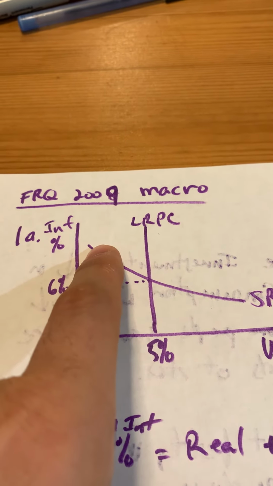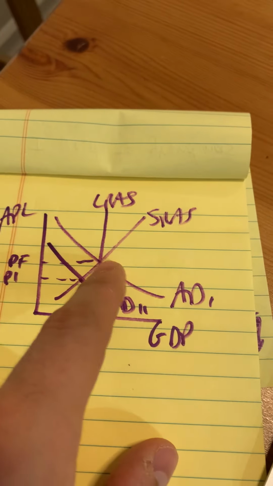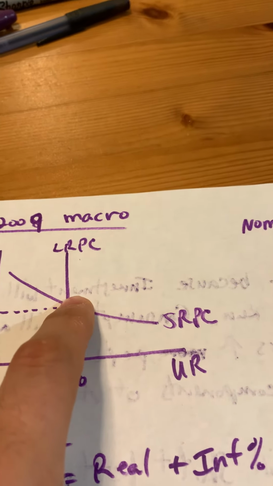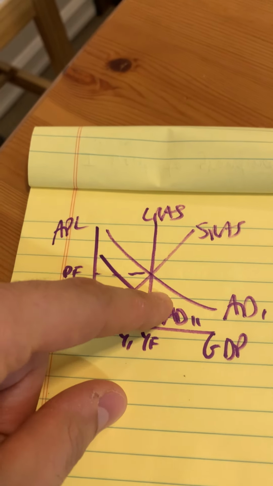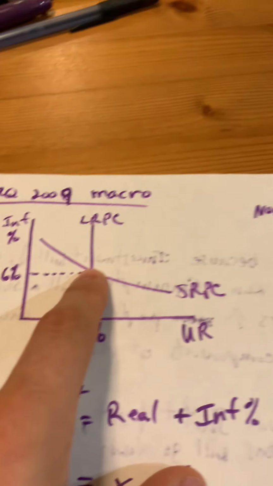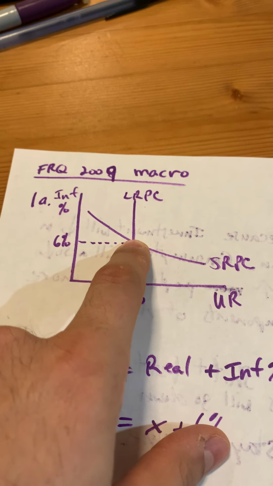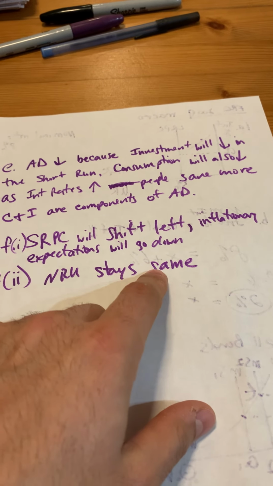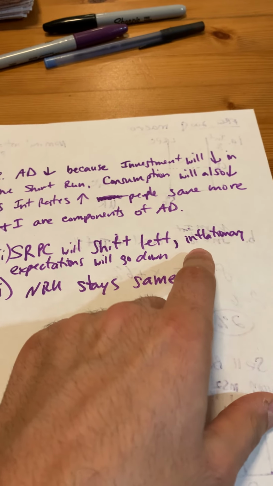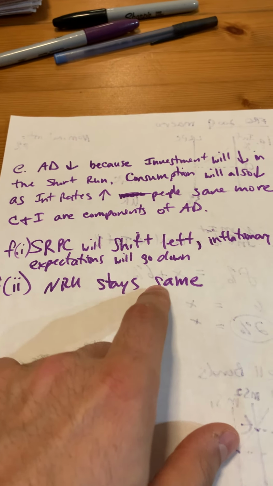Well, when AD shifts, there's a movement along the curve. But when the SRAS shifts, the SRPC is going to shift. And in this case, the SRAS is shifting down and to the right, which means the SRPC, as a mirror, is going to go down and to the left. And so the answer is, to get a point for this, the SRPC will shift left. And the reason they give is they say inflationary expectations will go down.